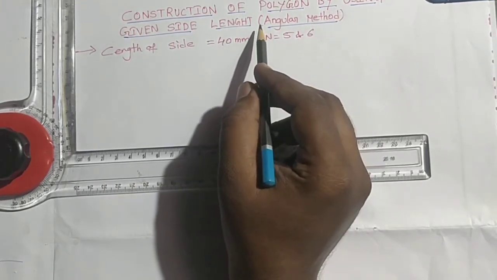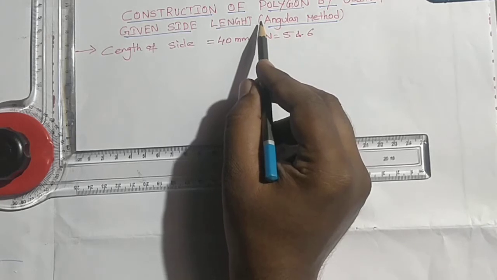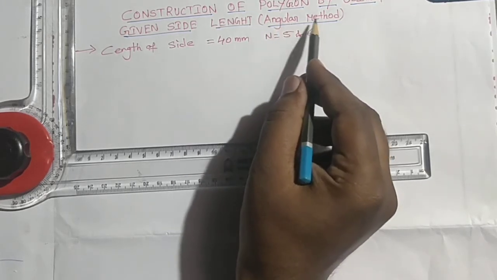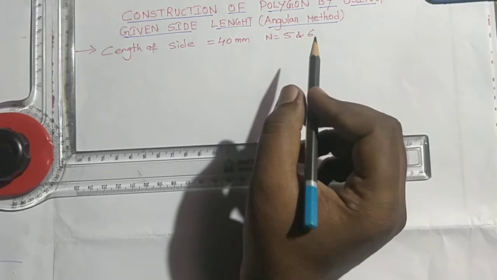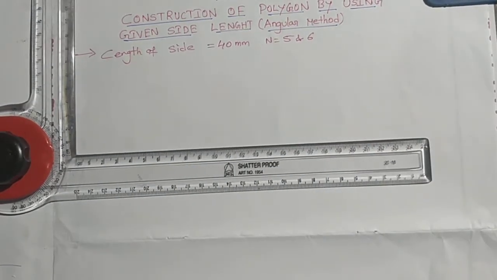Today I am going to explain how to construct a polygon by using a given side length. For construction of the polygon, I am using the angular method.